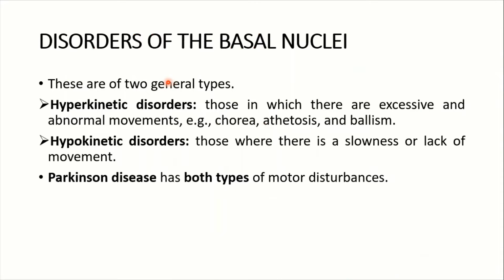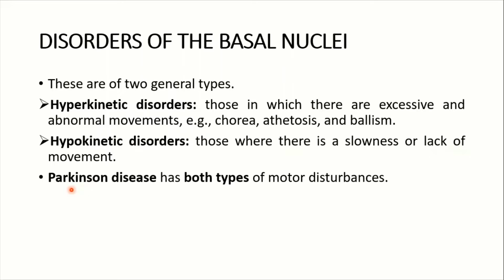Disorders of the basal nuclei or the basal ganglia are of two general types. Number one, hyperkinetic disorders. Number two, hypokinetic disorders. Hyperkinetic disorders are those in which there are excessive and abnormal movements, for example, chorea, athetosis, and ballism. Hypokinetic disorders are those where there is a slowness or lack of movement, akinesia or bradykinesia.